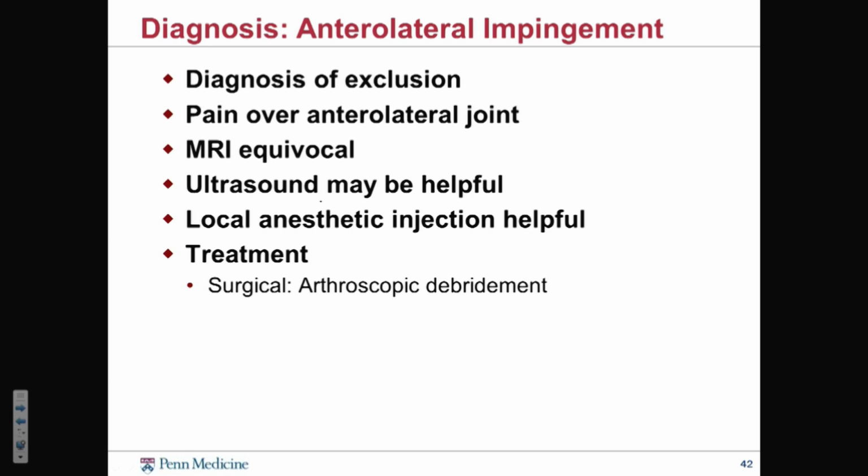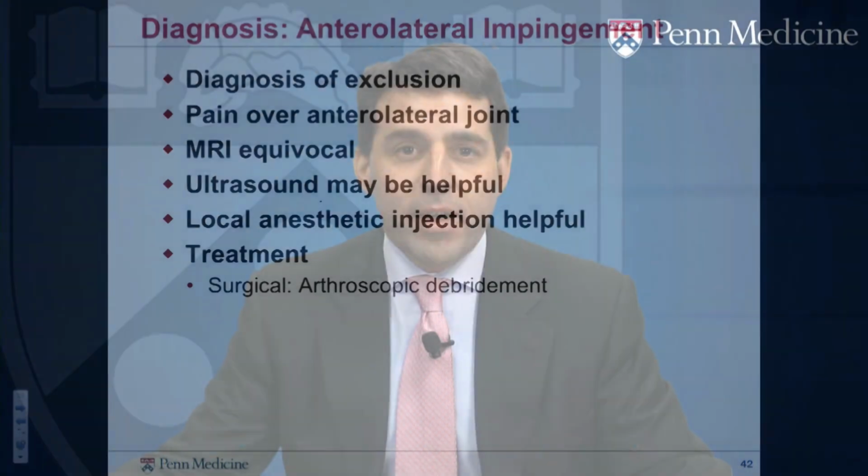They often don't show this lesion. We're looking at some research to see if ultrasound may be more helpful in finding these lesions, but sometimes it's simply a diagnosis of exclusion. You've ruled out all the other things. Their pain is clinically appropriate to this sort of diagnosis, and you offer them an arthroscopy, and that will often solve the issue for them.